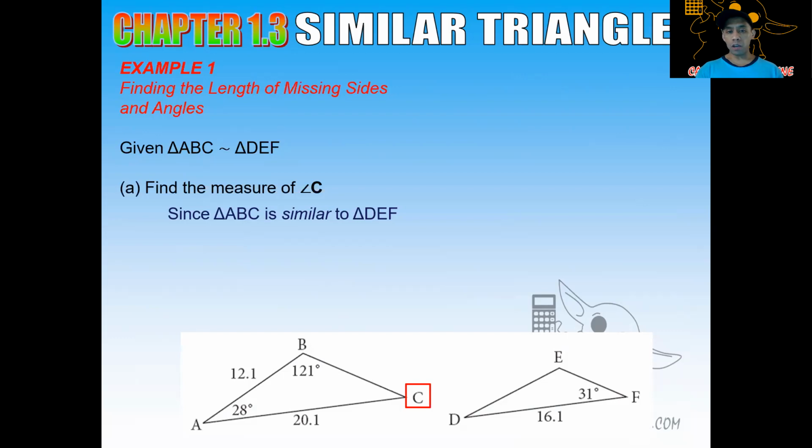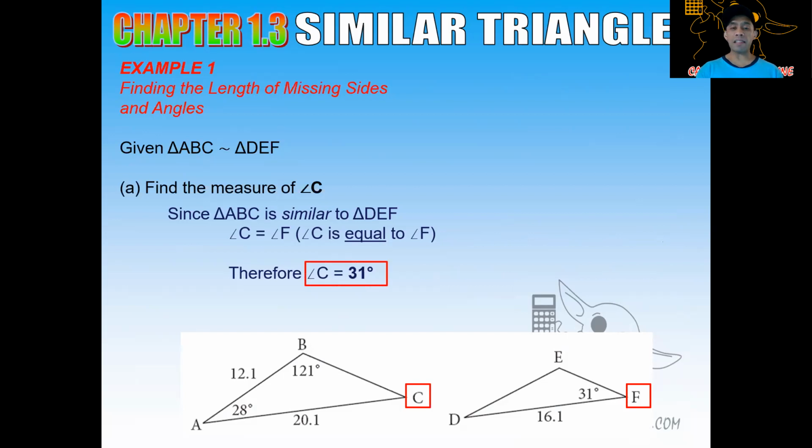Since these two triangles are similar to each other, they will have corresponding angles based on where the angles are located. So if you're looking at where angle C is and you're looking at the triangle on the right-hand side, you should see that angle C is equal to the angle there, so angle C is going to be 31 degrees. That's based on the fact that these two triangles are similar, so their corresponding angles are going to be exactly equal to each other.